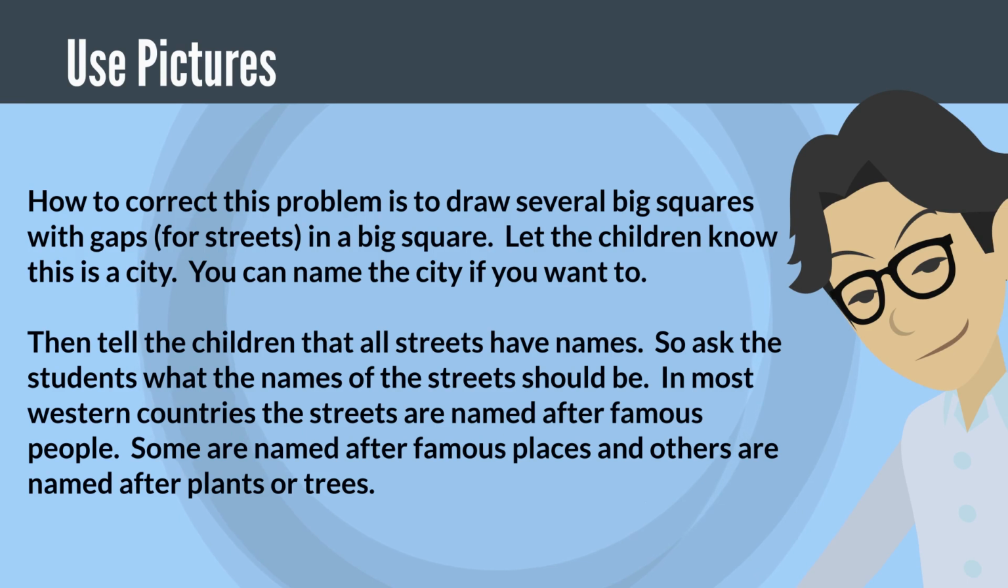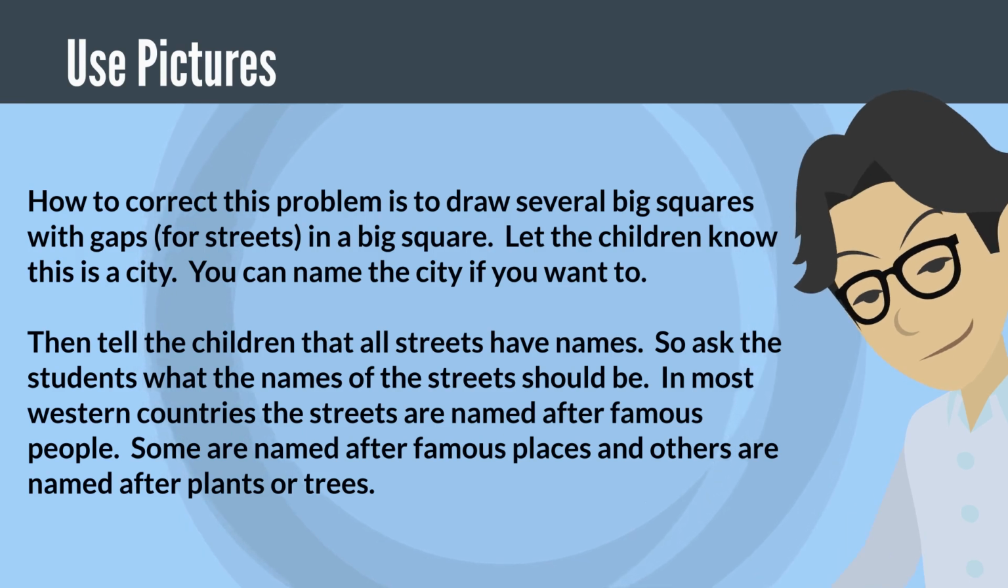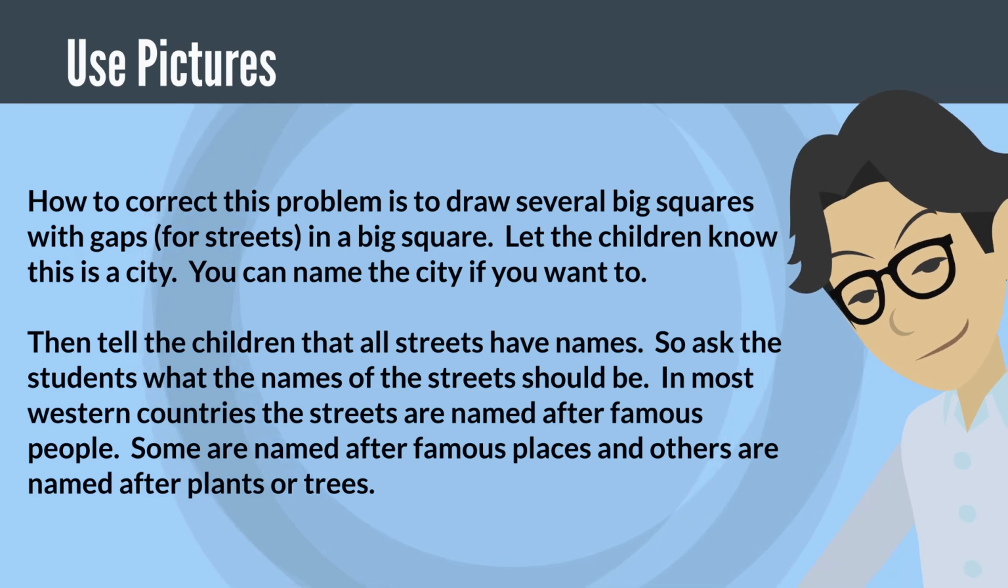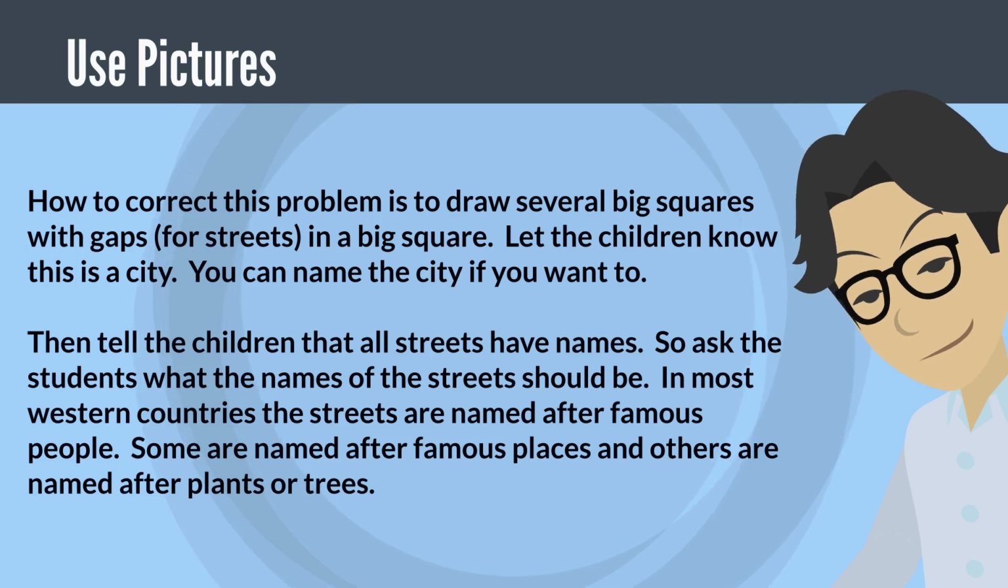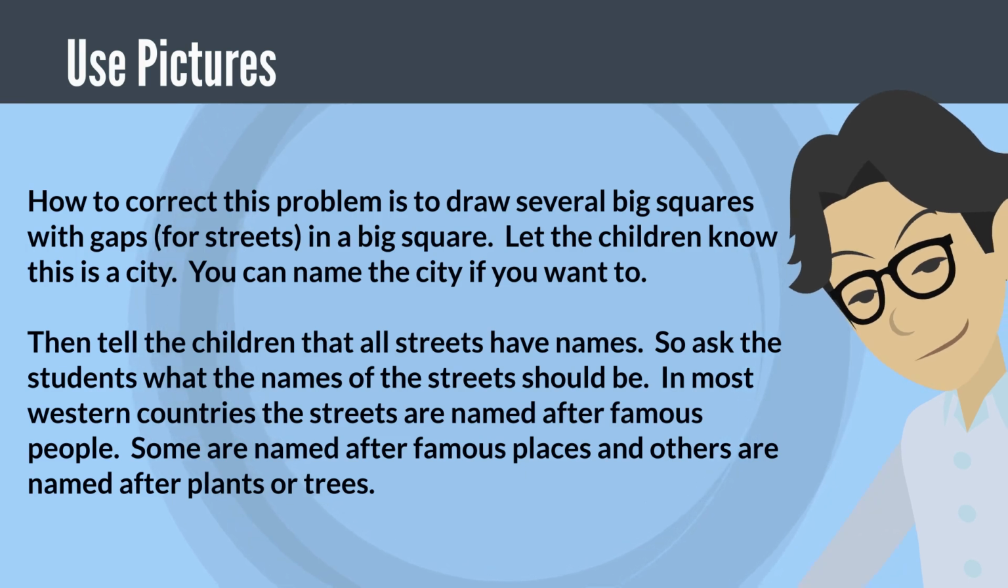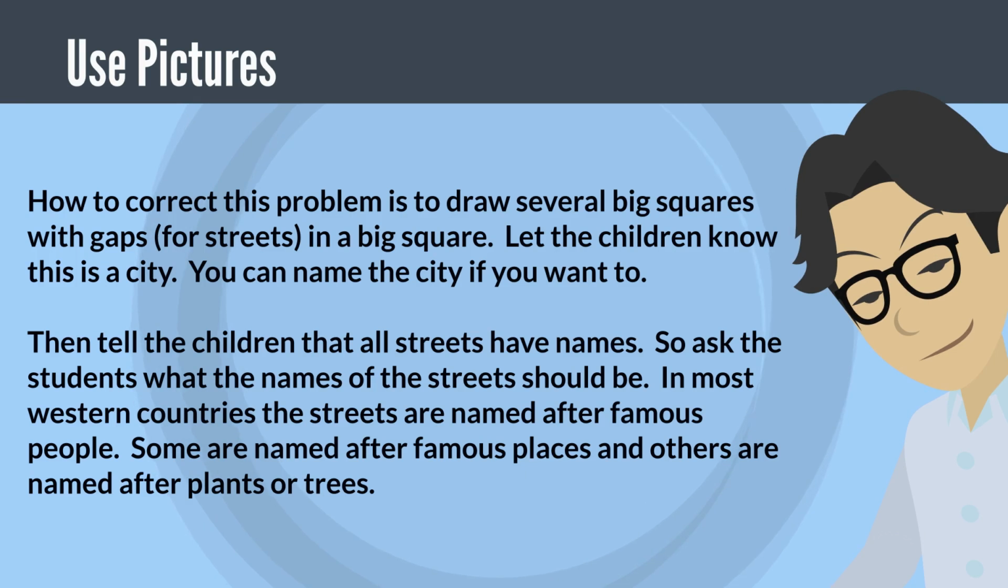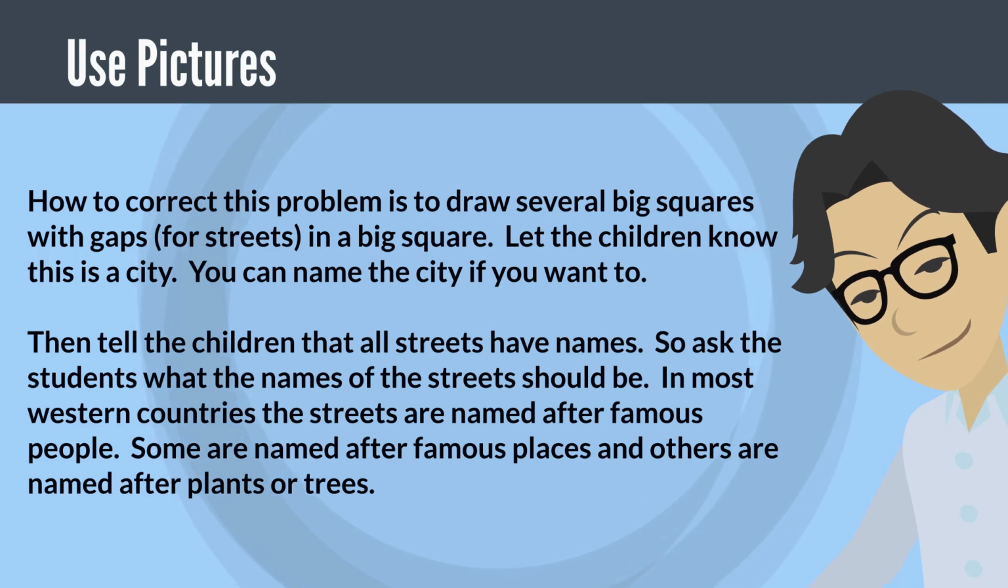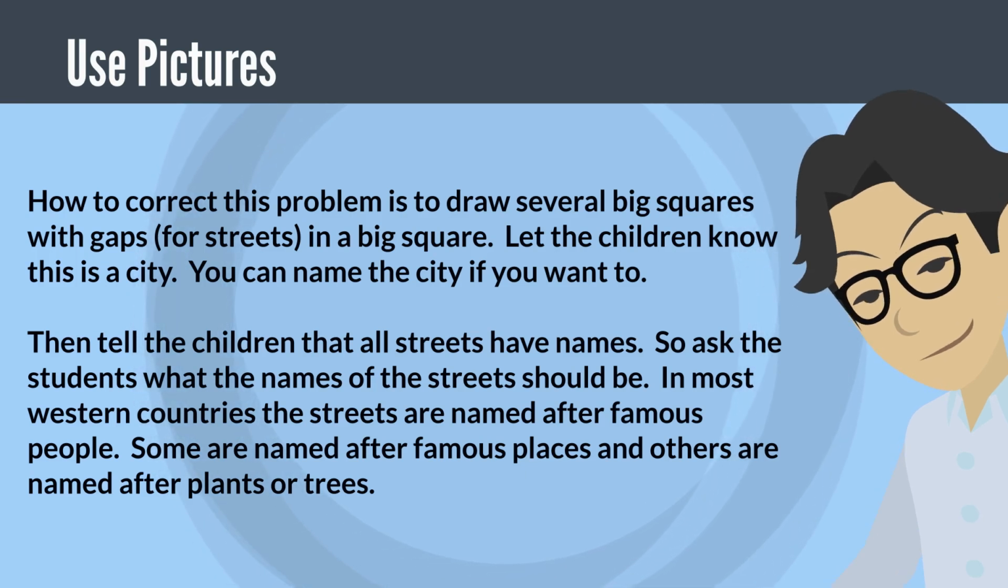How to correct this problem is to draw several big squares with gaps, for streets, in a big square. Let the children know this is a city. You can name the city if you want to. Then tell the children that all streets have names. So ask the students what the names of the streets should be.